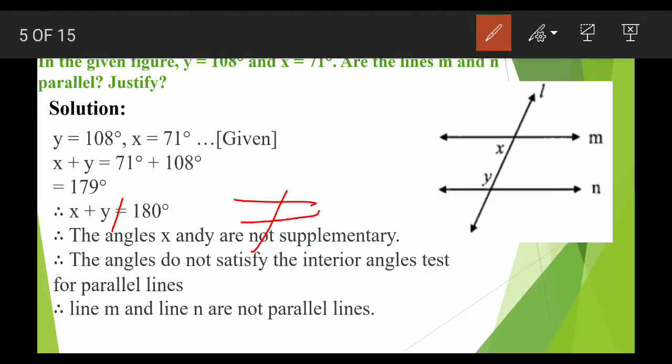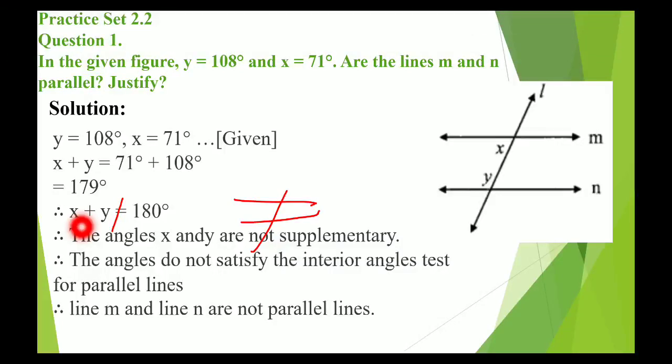Therefore the angles x and y are not supplementary. If it is not supplementary, the angles do not satisfy the interior angle test for parallel lines. Therefore, lines M and N are not parallel lines. Okay. Now shall we move to the next sum?